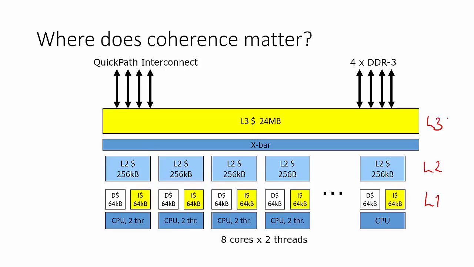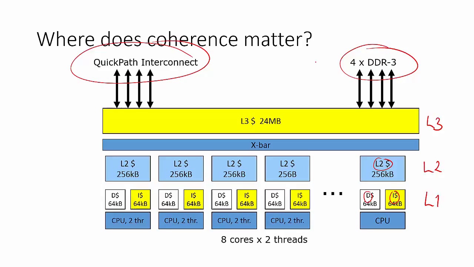Level 1 caches are private per core. You have them divided into data and instructions. Level 2 cache is private per core, but it's unified between instruction and data, and level 3 cache is shared between cores. And then you have connections to other cores or other processors through the QuickPath Interconnect, and then you have the connection to the memory interface here.